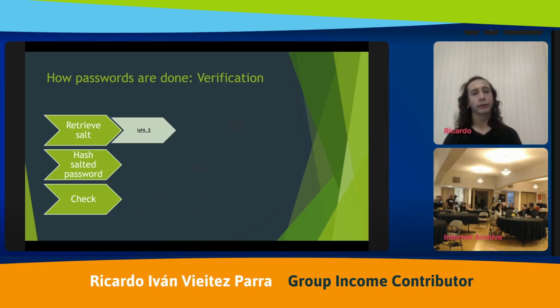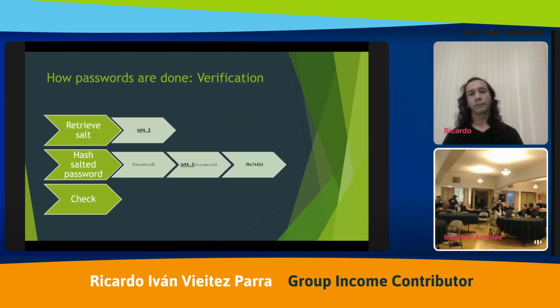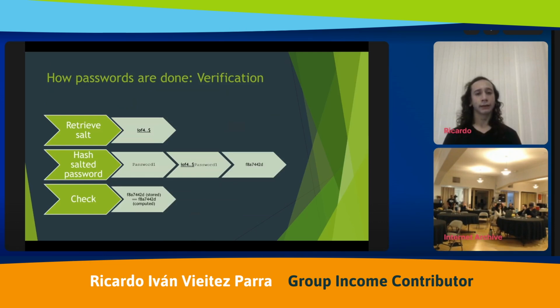So let's say the password was password one, so we fetch that salt from the database. Then we hash the salted password. The password that the user provided was password one, which in this case was the correct password. So then we add the salt to it, and then we hash it, and then we get this hash. Then we check it. Is the hash that we have what was stored? Yes, in this case it was. So that means that the password is correct, and we can establish a session.